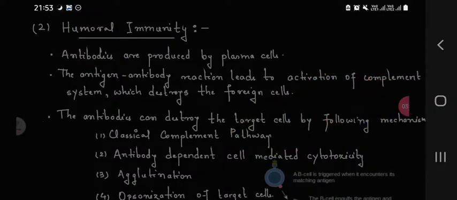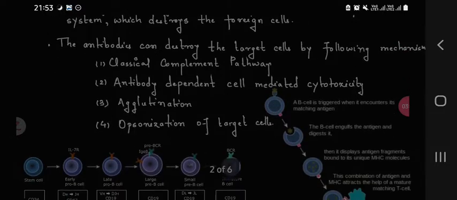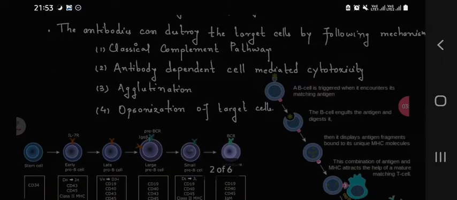The antigen antibody reaction leads to activation of the complement system, which destroys the foreign cells. The antibodies can destroy the cells by the following mechanisms: classical complement pathway, antibody dependent cell mediated cytotoxicity, agglutination and opsonization of target cells.